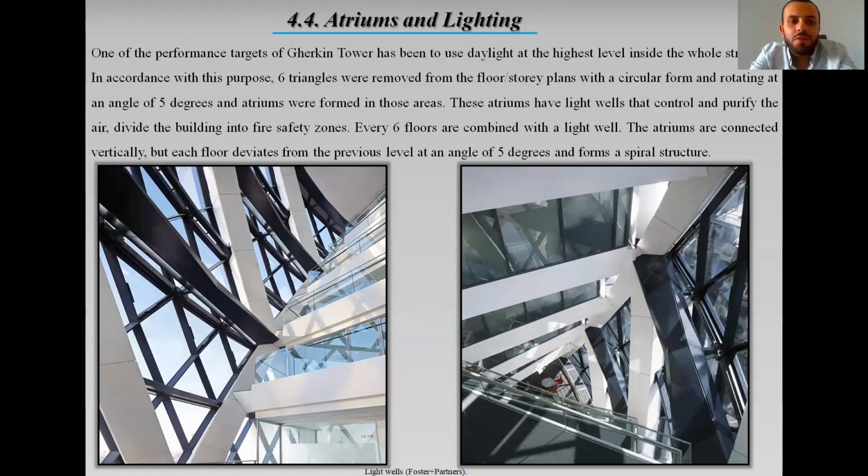They divide the building into fire safe zones. Every 6 floors are combined with a light well. The atriums are connected vertically, but each floor diverges from the previous level by an angle of 5 degrees and forms a spiral structure.